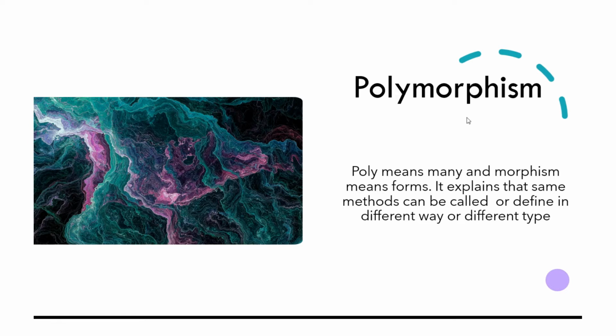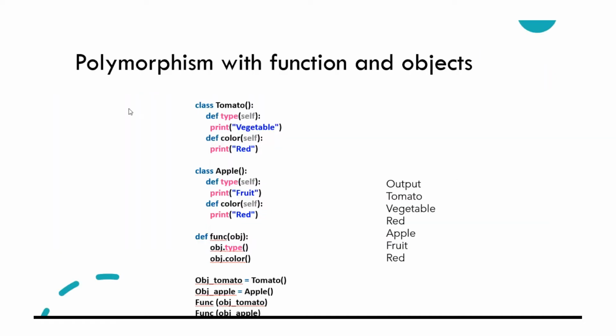So from the name itself we can tell any function or method can be different in multiple ways or in multiple data types. Okay, it explains that the same method can be called or defined in different ways or using different data types. So basically polymorphism means the same method or function can be called in a different way or using different data types. Okay, so now we are going to see how we can call the polymorphism with functions and object.